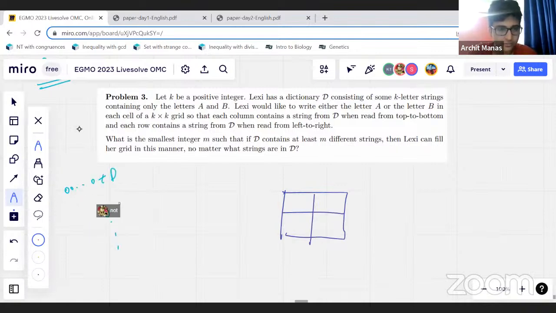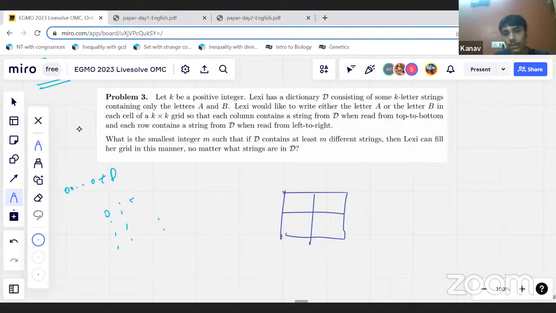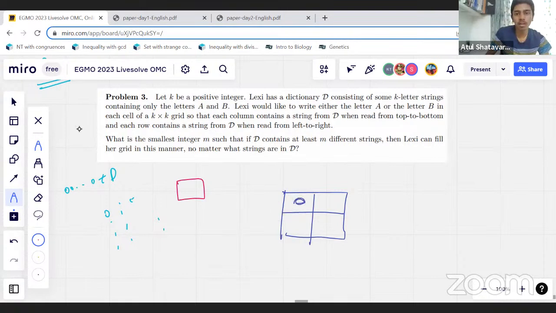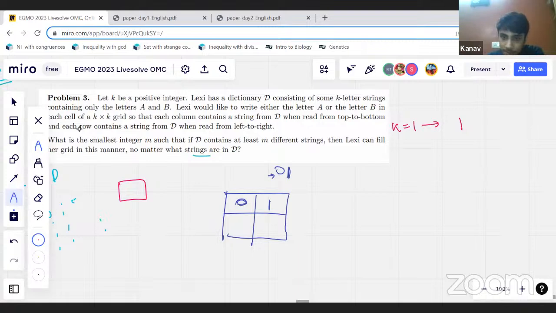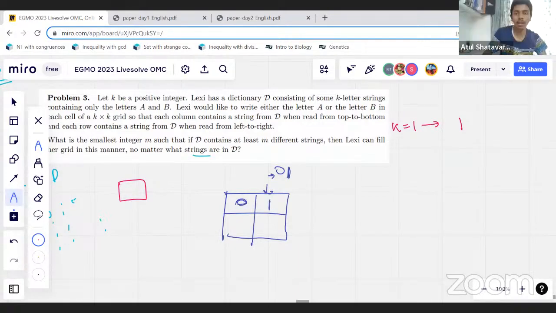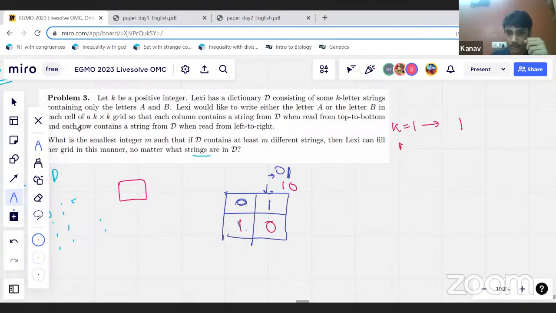Because you can just have everything. All strings, that's fine. Wait, how is it 1? For K equals 1, no matter what strings are in D, if you just give me one string, I'll just put that string here. So for K equals 2, I'm not giving you 00 or 11, so I have to give 01. Then you're not dead, right? If you give 01, then you must have something that starts from 1. Let's say I give you 10, then you can do it because you can just alter this. Okay, so K equals 2, you can do it.